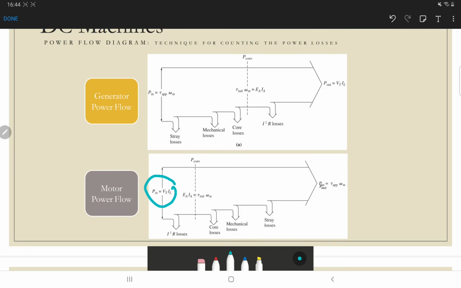Converted power is equal to the induced voltage times armature current, which is also equal to induced torque times omega m, or speed of the rotor, in radian per second. Then this converted power will minus the core losses, mechanical losses, and stray losses before we have the output power here. Not P in here, it is P out, which is equal to the output torque times omega m.